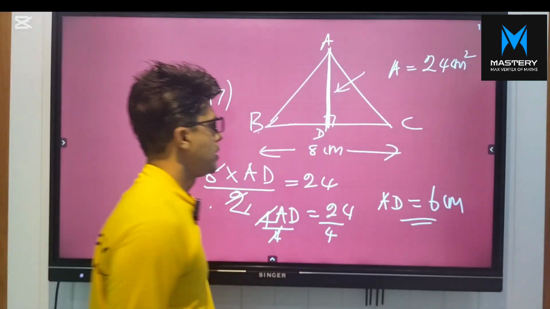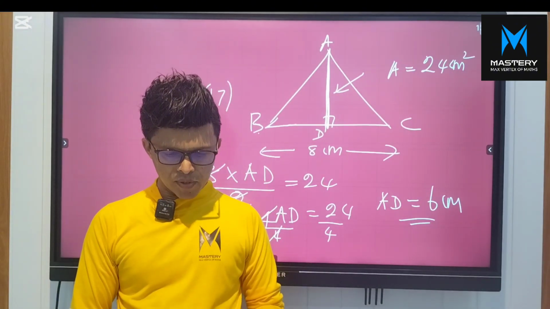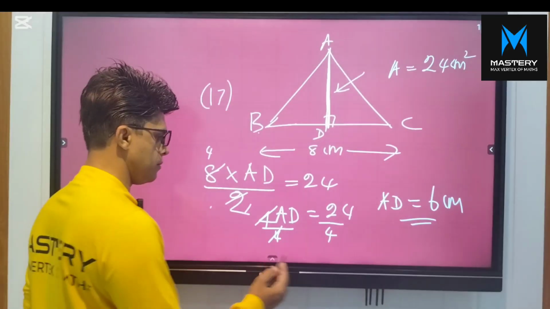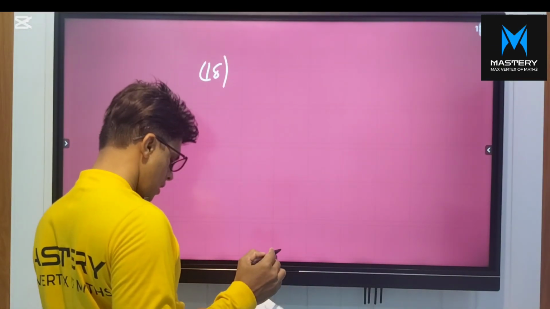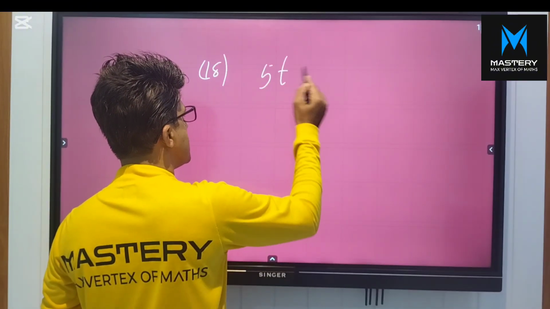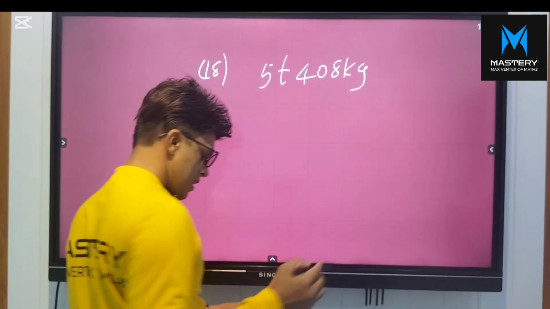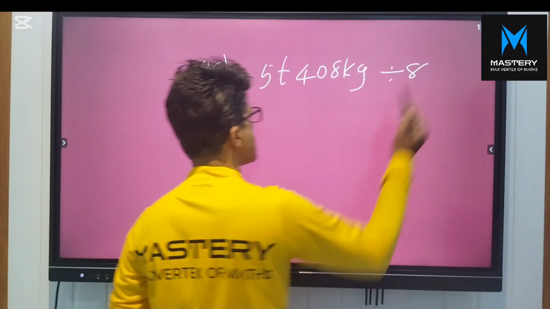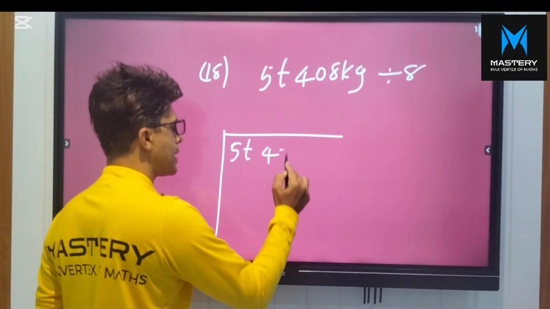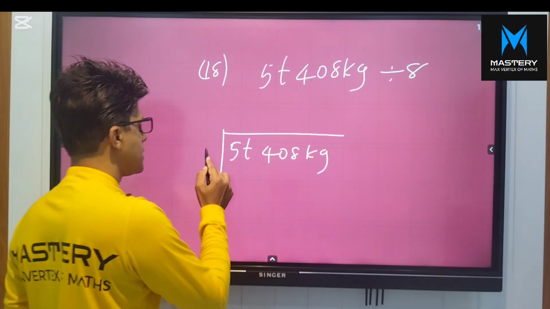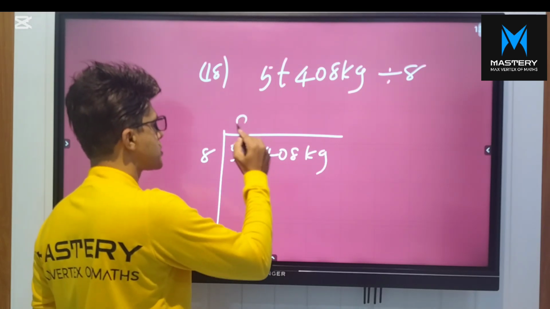The answer. Okay, next question, the 18th question. Simplify, which means you need to divide: 5t 408 kg divided by 8. Let's divide 5t 408 kg by 8. In 5 there are no 8 times, therefore you need to put 0 here.